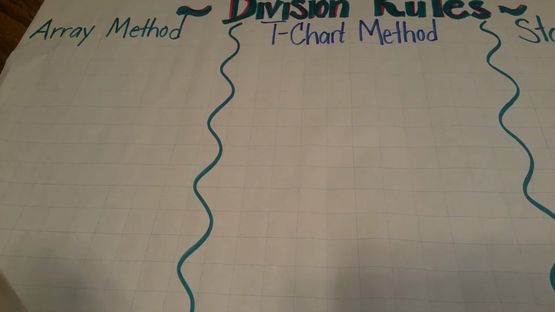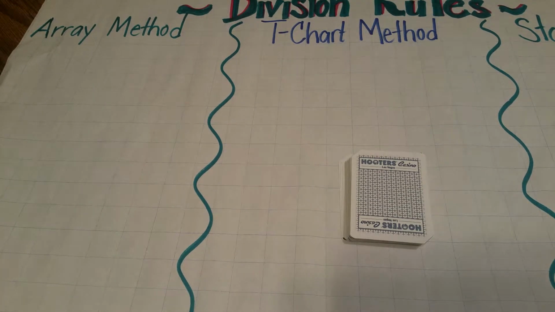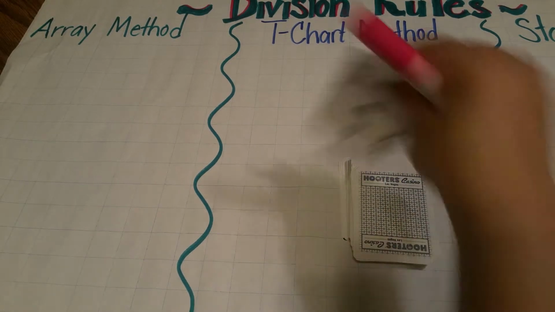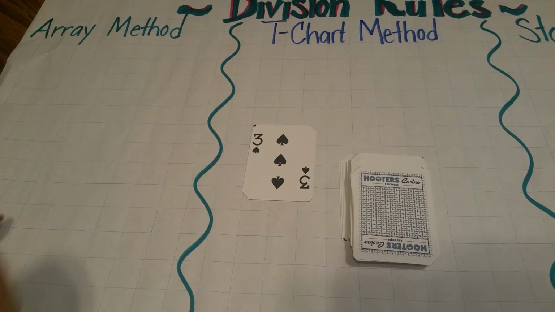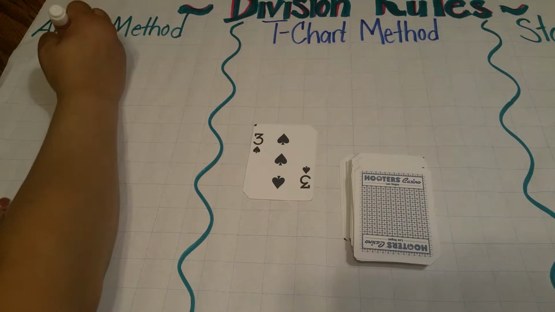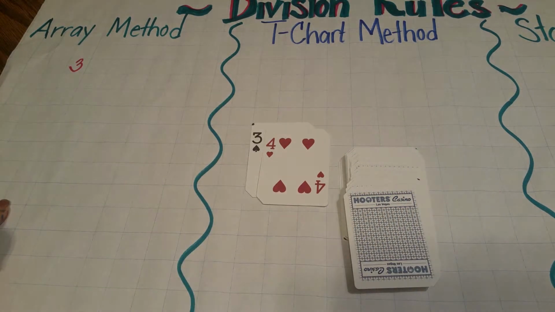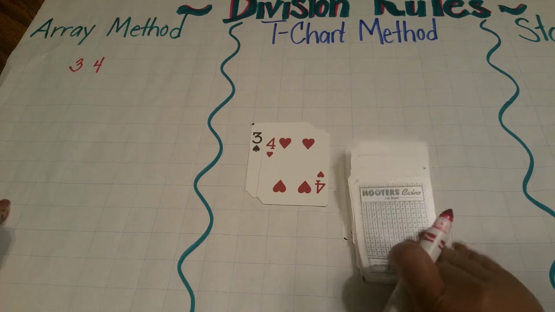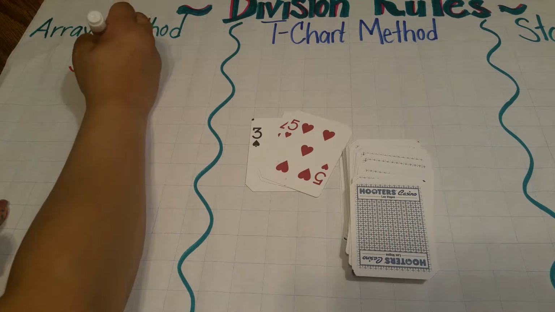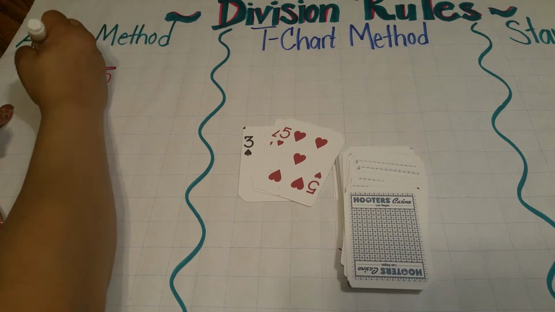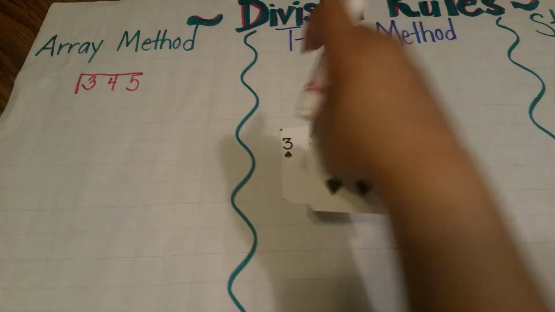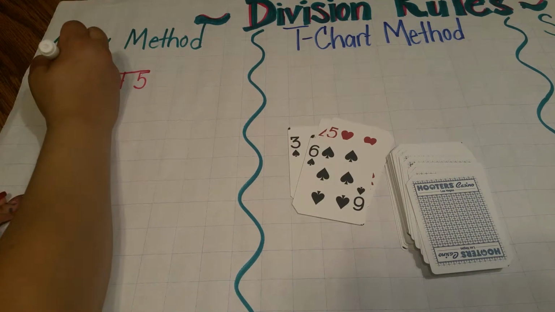Now, this is something that you guys are actually going to be doing today with the playing cards. I'm going to create my division problem by pulling my cards. So my first number of my dividend is going to be 3. The next number of my dividend is going to be 4. The next number of my dividend is going to be 5, and I just want to leave it as a 3-digit dividend. Now I need to find my divisor. My divisor is going to be 6.